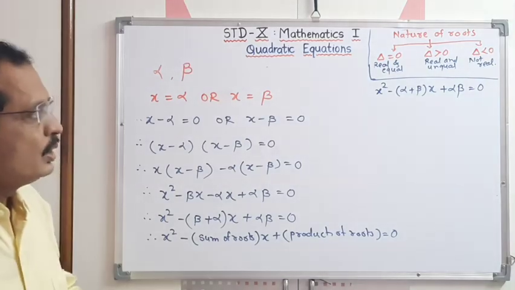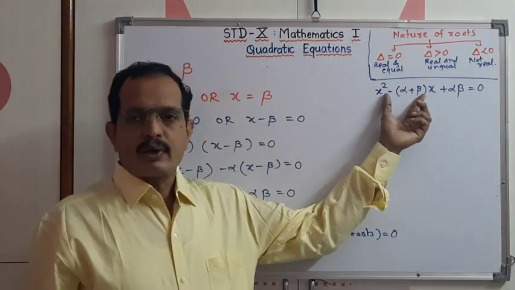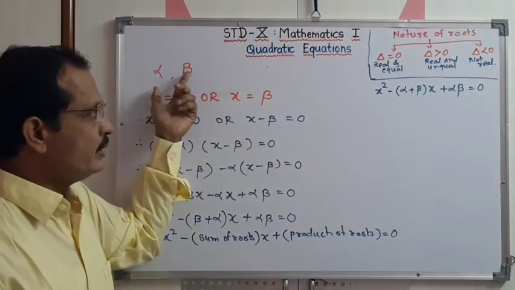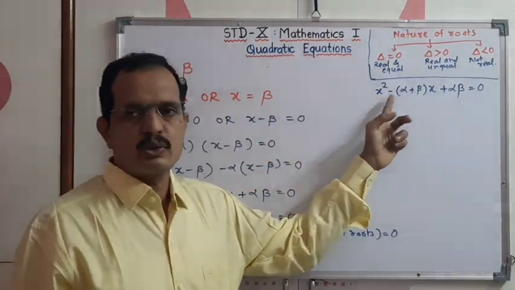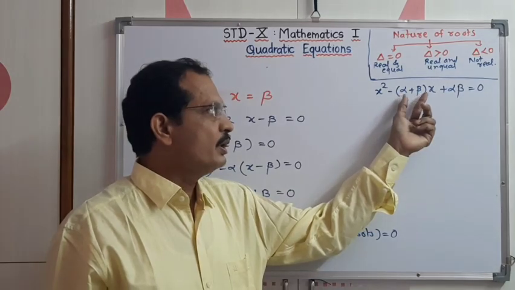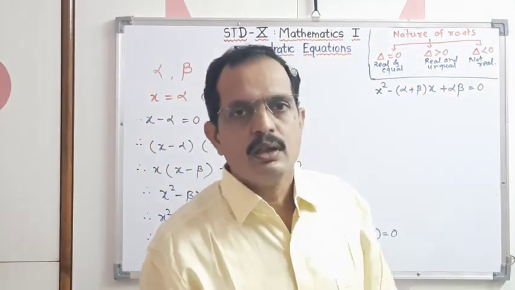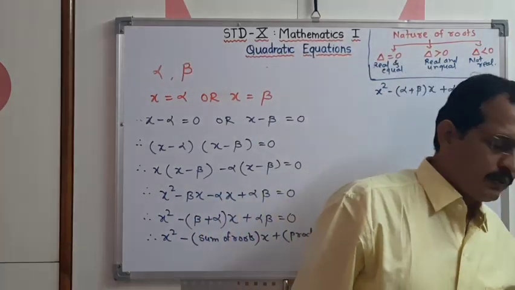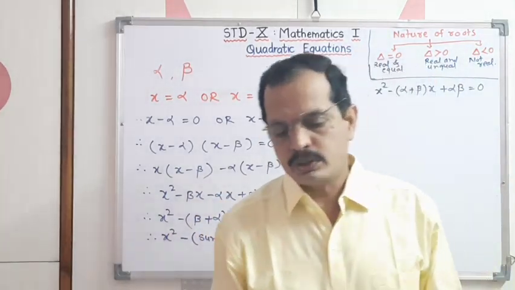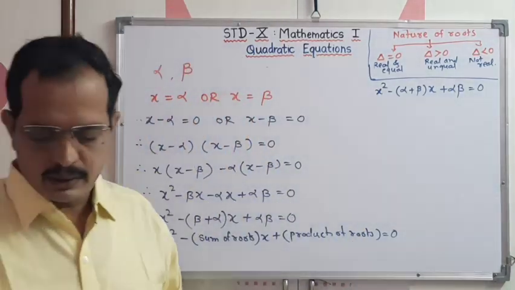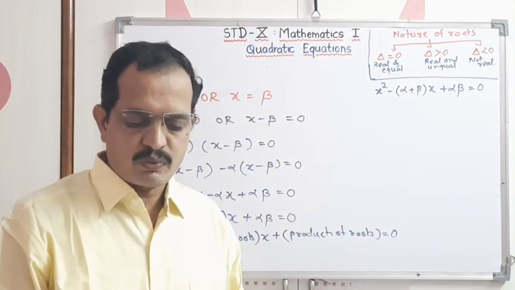This is the formula to find the quadratic equation when the roots are given. If alpha and beta are the roots, then x square minus (alpha plus beta) into x plus alpha into beta is equal to 0. This is the quadratic equation. Now dear student, based upon this we have to complete practice set 2.5.